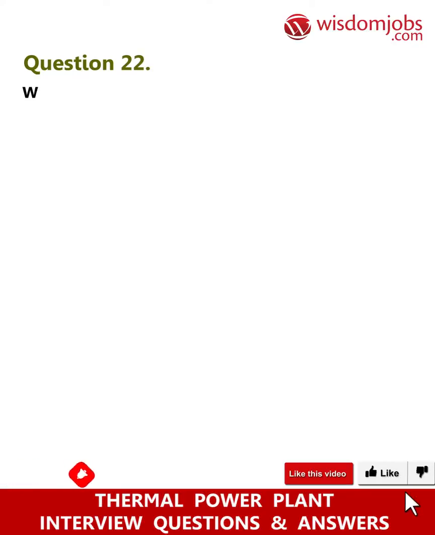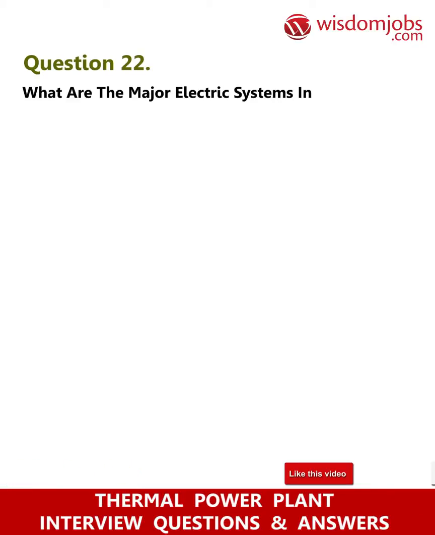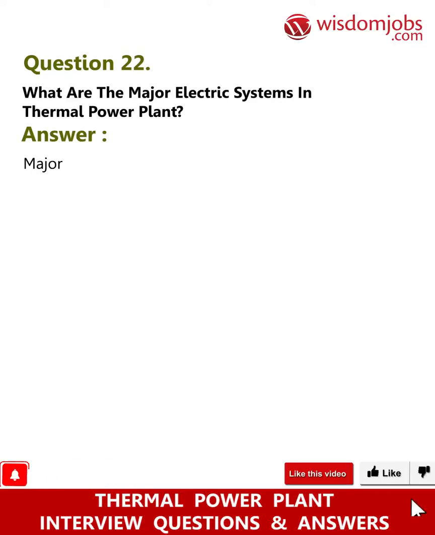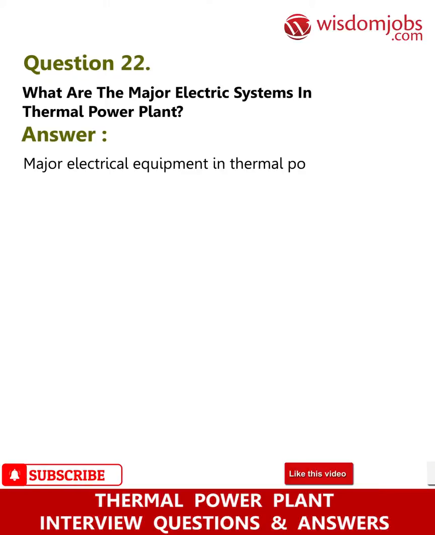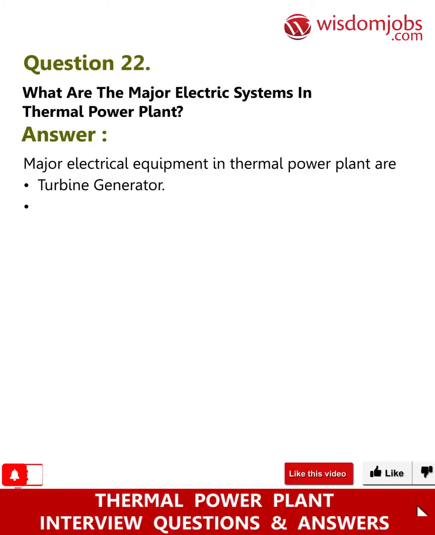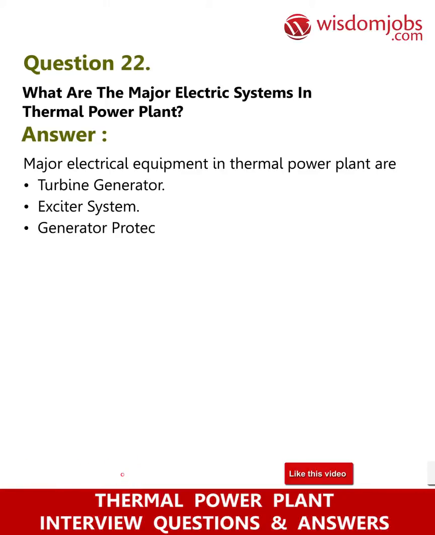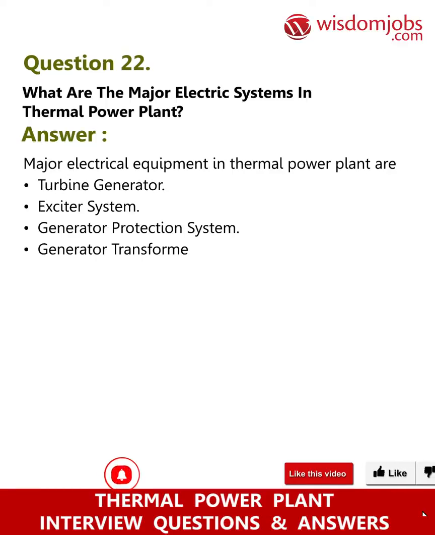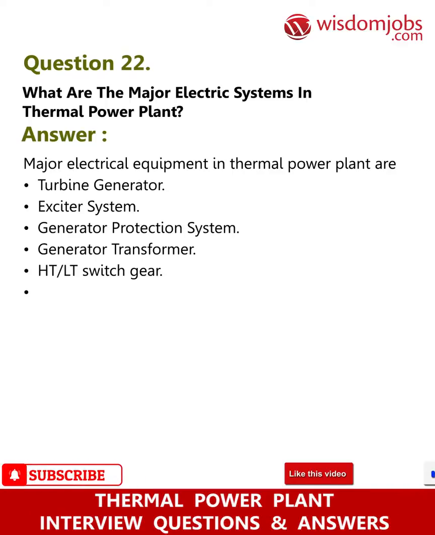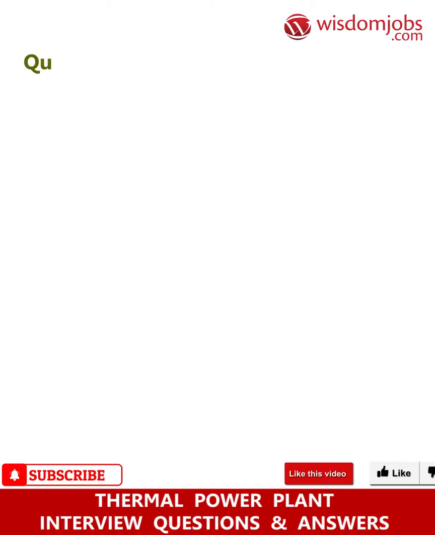Question 22. What are the major electrical systems in a thermal power plant? Answer. Major electrical equipment in a thermal power plant are the turbine generator, exciter system, generator protection system, generator transformer, HT/LT switchgear, and electrical switchyard.